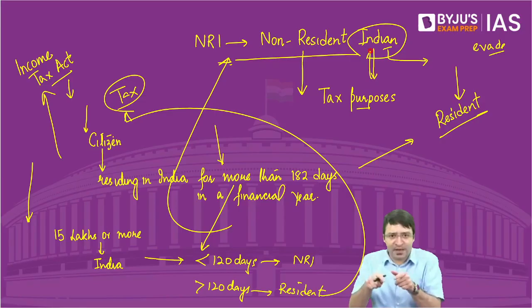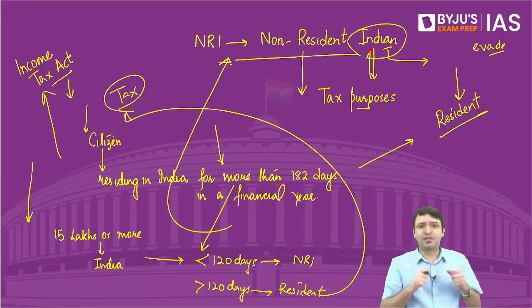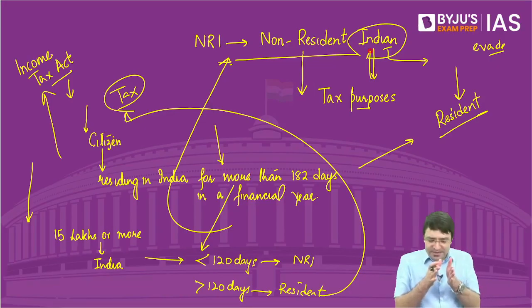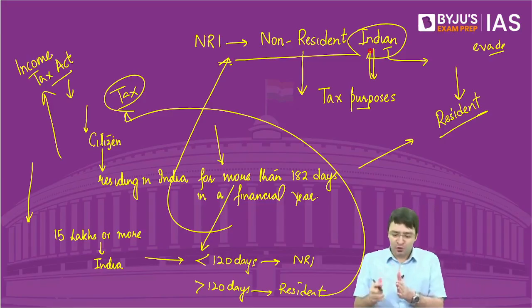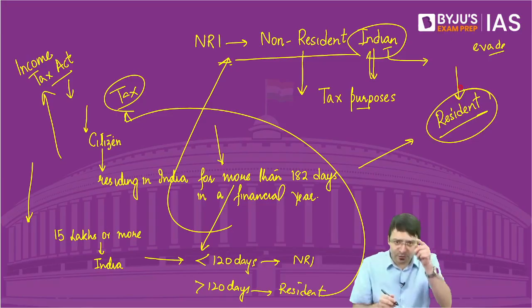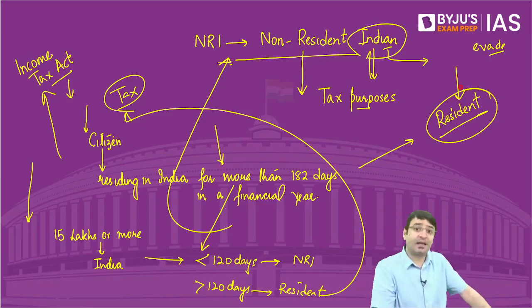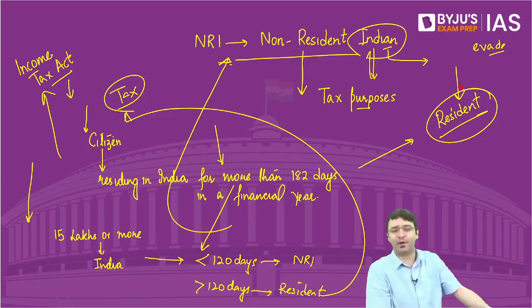That means they don't have to pay tax in India. They have to pay tax in the country where they are working. The Income Tax Act says, whoever is an Indian but is staying in India for more than 182 days becomes a resident of India, which means you have to pay tax in India. But an Indian who stays in India for less than 182 days in a financial year doesn't have to pay tax in India. They have to pay the tax in the country they are operating from.